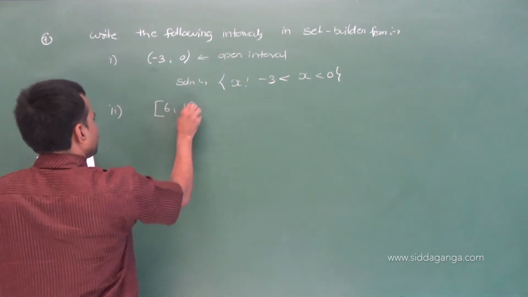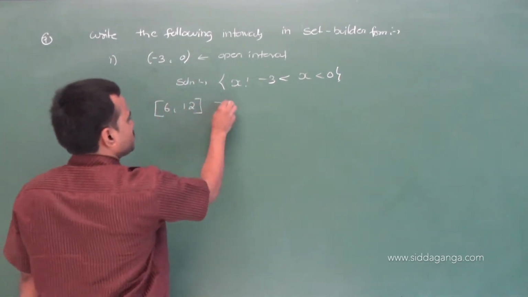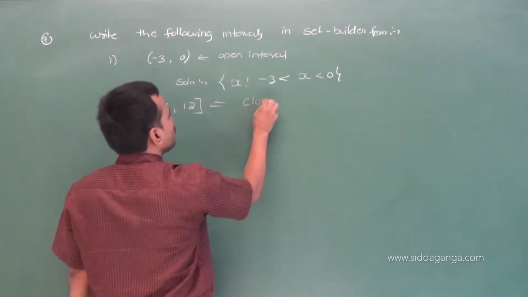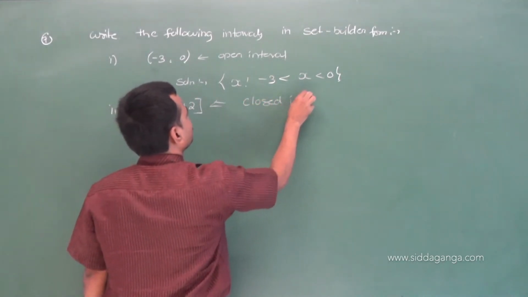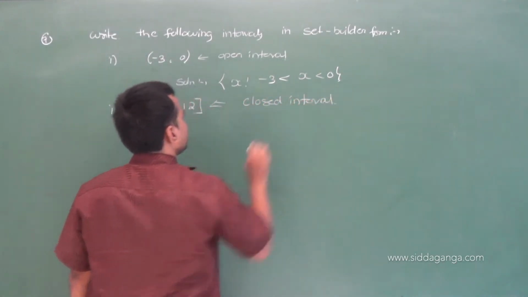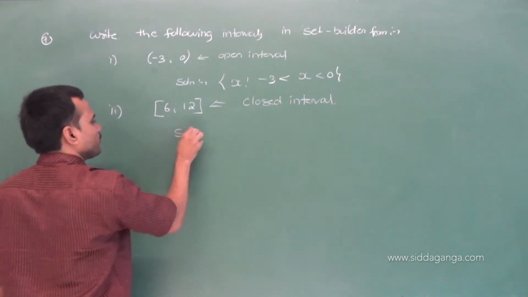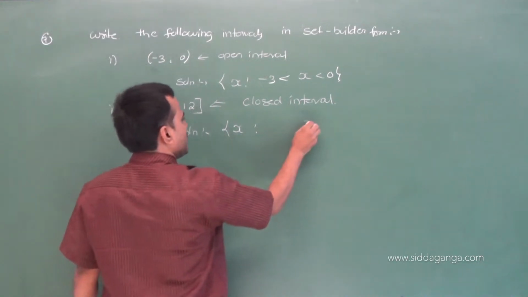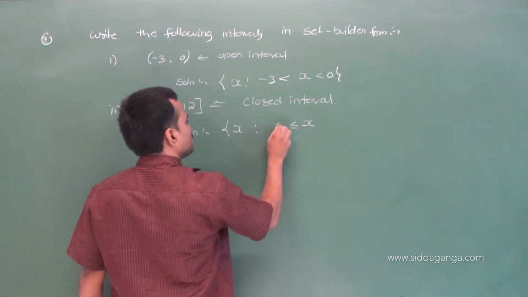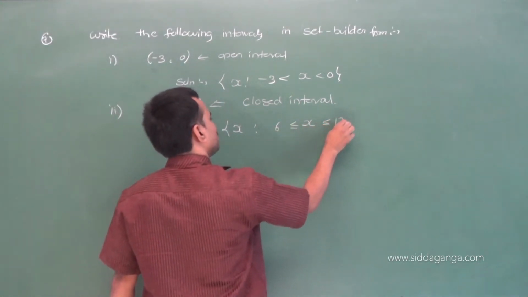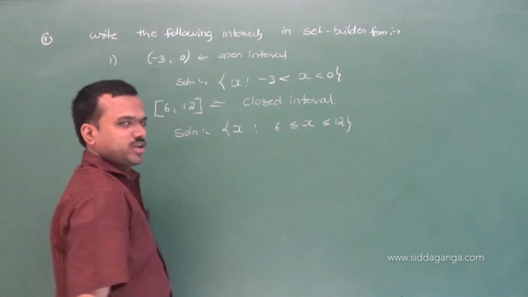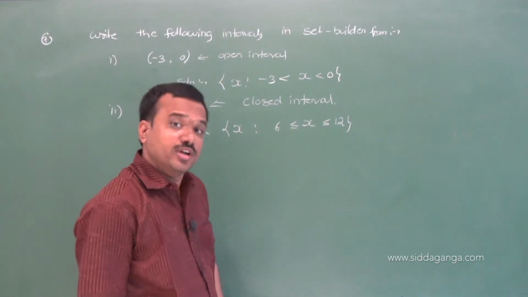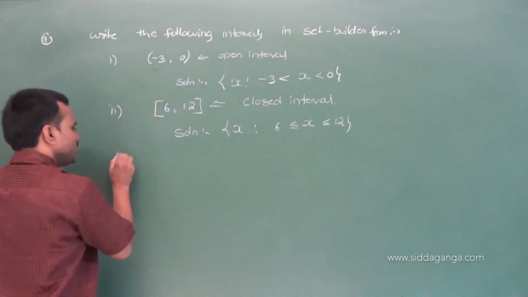6 comma 12. This we call it as what? Closed interval. Solution. X such that x is greater than or equal to 6, less than or equal to 12, because 6 and 12 end points are what? Included. Third question.